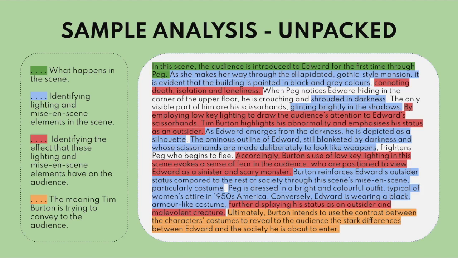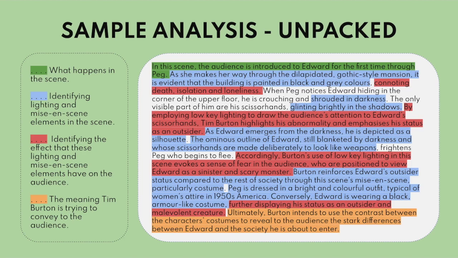So there we've identified the fact that there's lots of shadows, so low-key lighting, and then in the red there we've talked about the effect that low-key lighting has on the audience. So when you read a scene analysis paragraph and you colour code it, you should be seeing lots of blue followed by red. Lots of blue followed by red. So you should be seeing that blue-red pattern emerging in the paragraph.